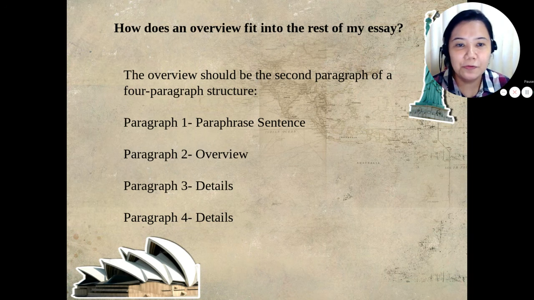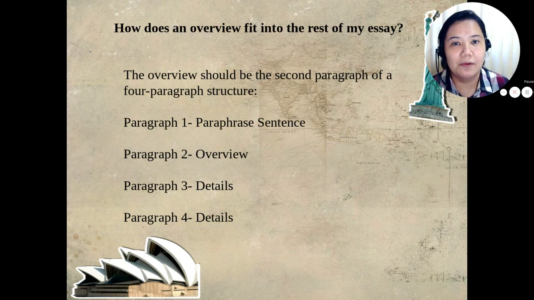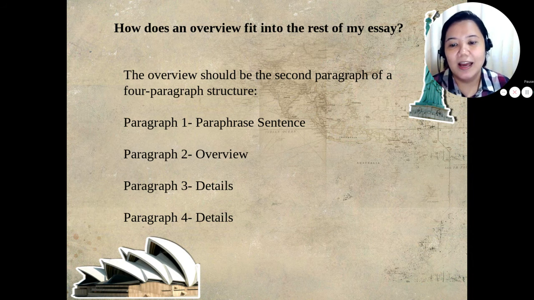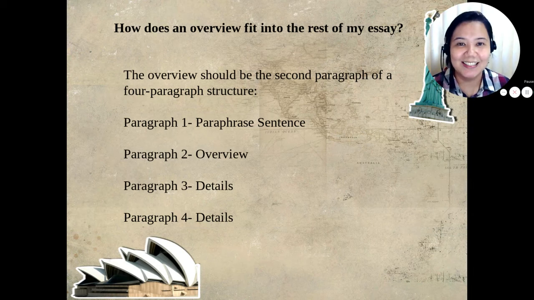How does an overview fit in the rest of my essay? The overview should be the second paragraph of a four-paragraph structure. As you can see here on the slide, we have four different paragraphs. First thing you need to remember, paragraph 1 should be the paraphrase sentence. I will be making a video about how you're going to paraphrase sentences. Next, paragraph 2 would be the overview. Paragraphs 3 and 4 should be your details.